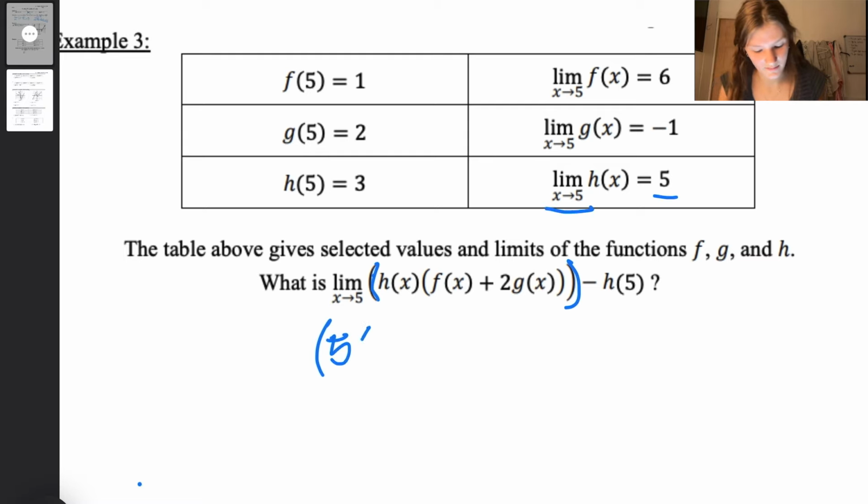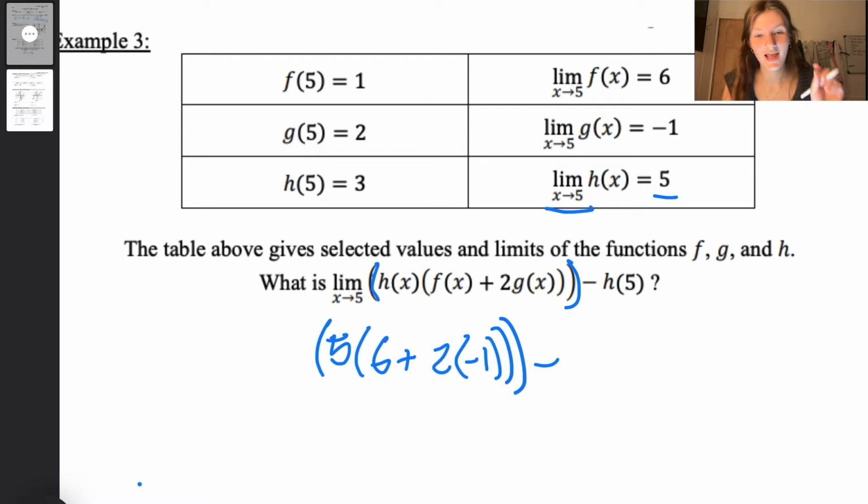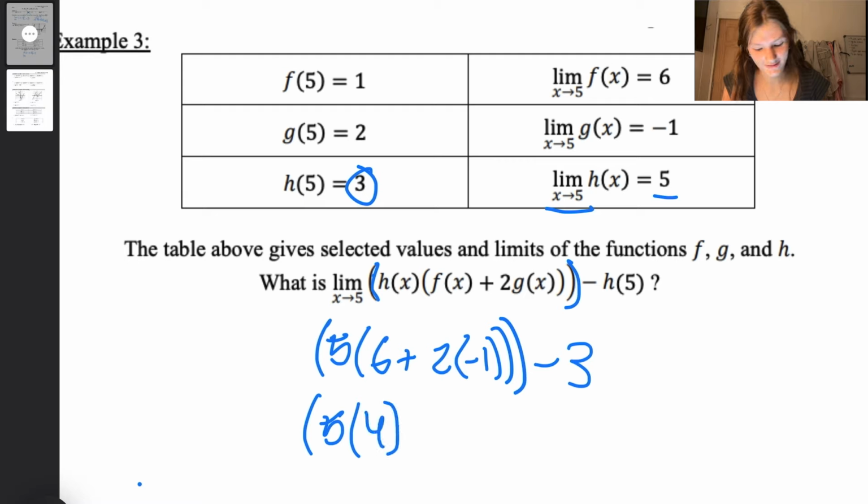5 times the limit of f of x as x approaches 5, which is 6, plus 2 times the limit of g of x as x approaches 5, which is -1, minus, if it's not in the parentheses, it's not the limit, it's the point h of 5, which is 3. So this is saying 5 times 4 minus 3, okay, 20 minus 3, 17.